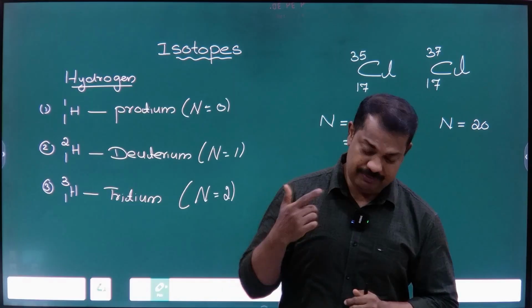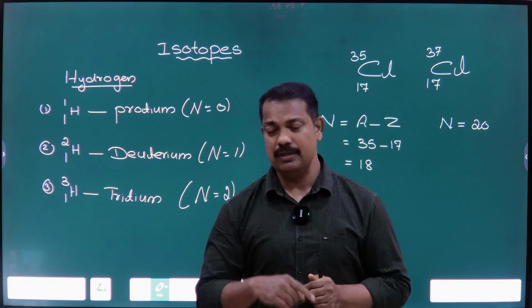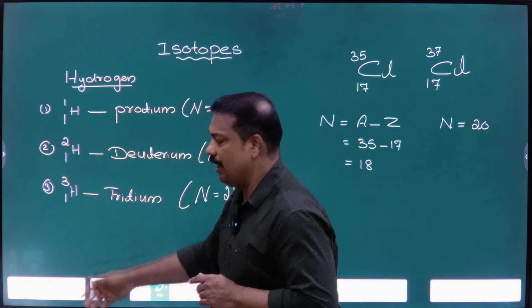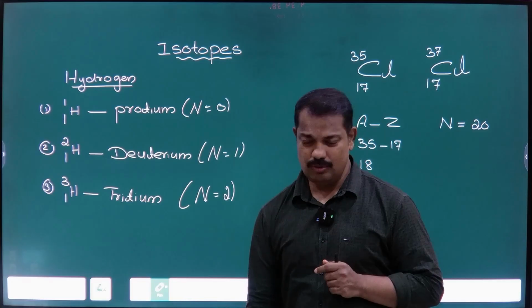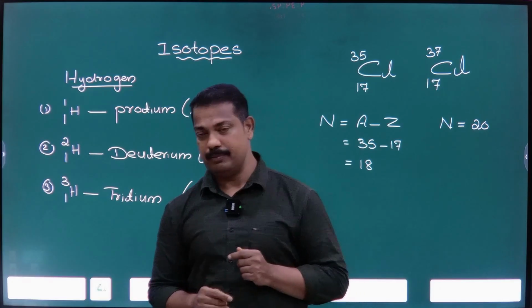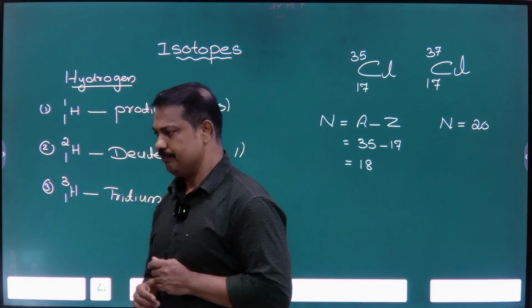Because of this different mass number and the same atomic number, these elements are called isotopes. What are isotopes? Clear? Atoms of the same element have the same atomic number but different mass numbers.